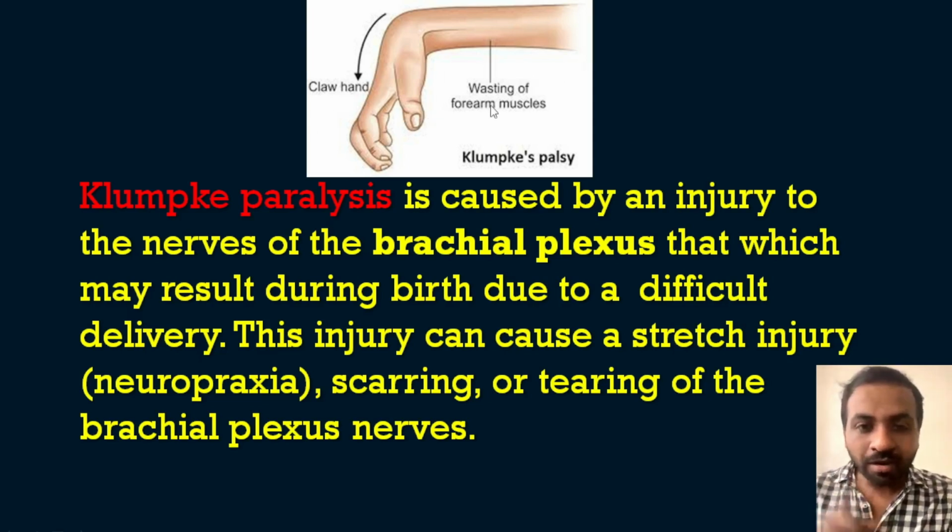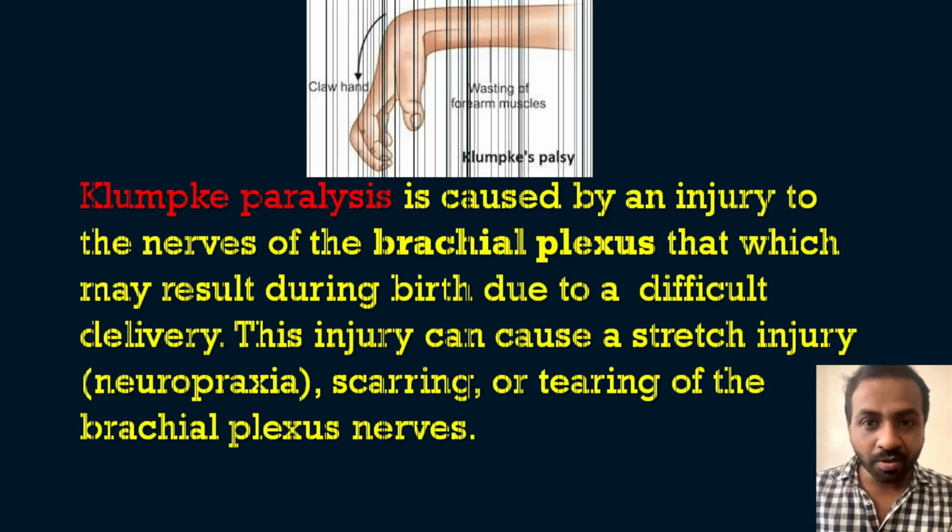Okay, so don't be confused with Erb's palsy. Regarding Erb's palsy, we have already explained it in the old videos, you can refer to that. Okay, so this is Klumpke's paralysis because of the brachial plexus nerves tearing during the time of a difficult labor. Okay, so I think that is clear for you now.